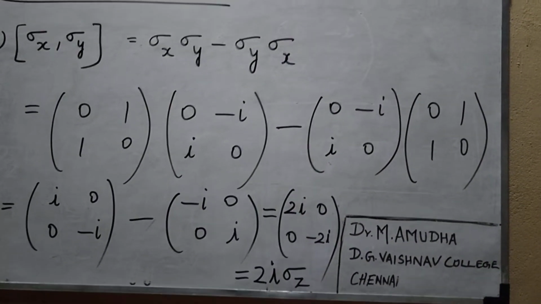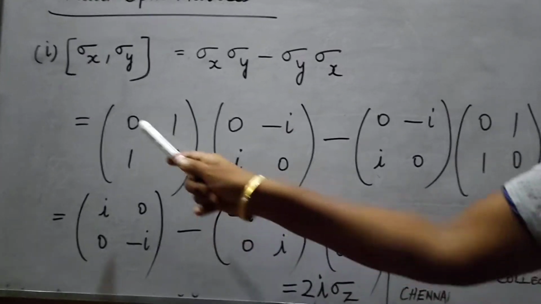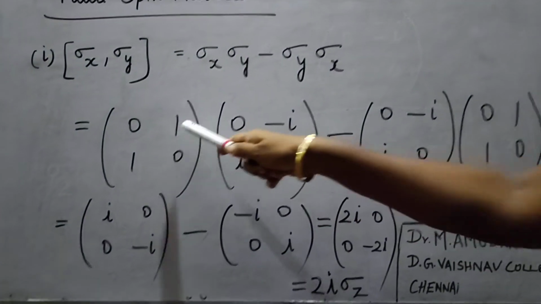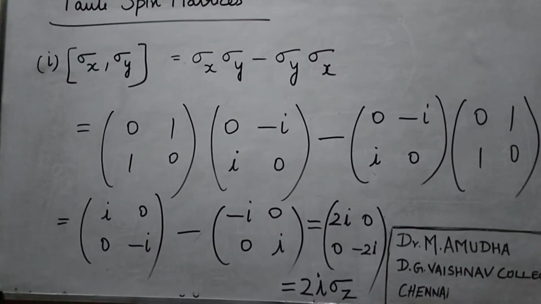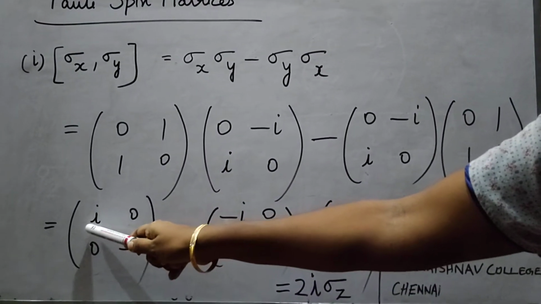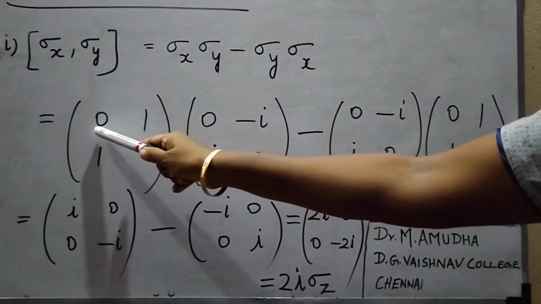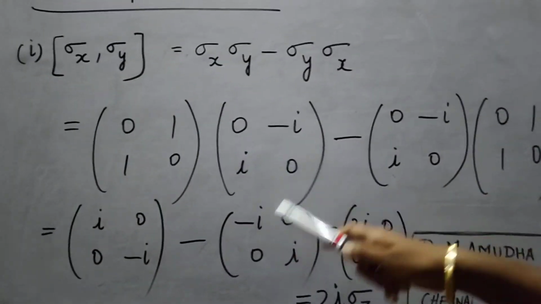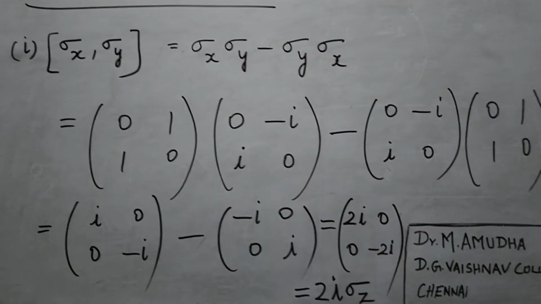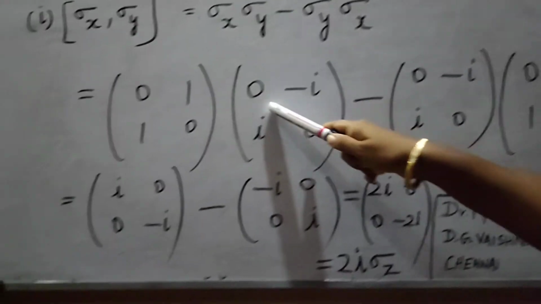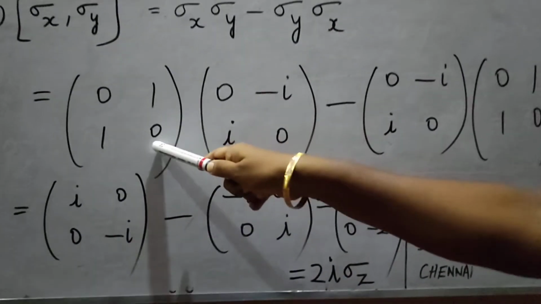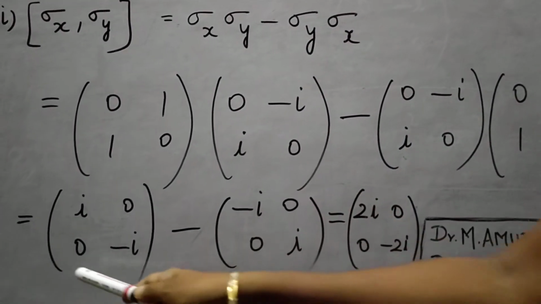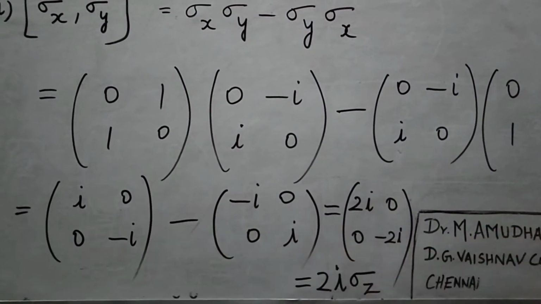Okay. So, you know about matrix multiplication. Row into column. So, 0 into 0, and then add this 1 into i. So the summation is i. Similarly, row into column. So, 0 into minus i, 1 into 0. When you add these two, that becomes 0. And row into column, 1 into 0, 0 into i. So, both become 0 when you add these two zeros. So, the resultant should be written here.